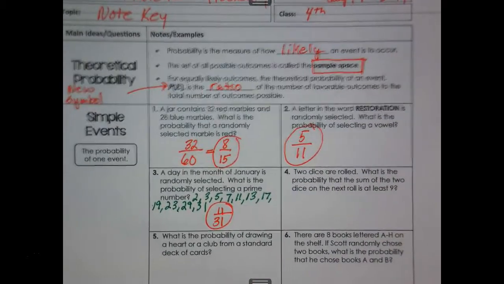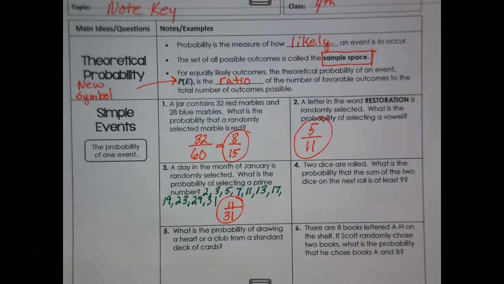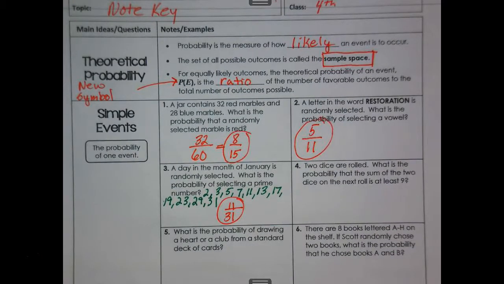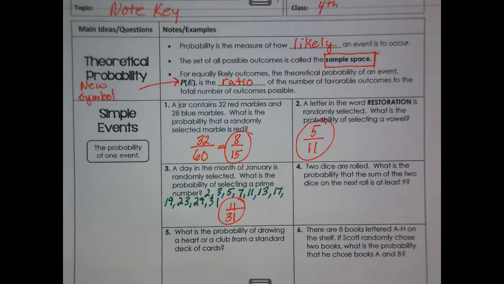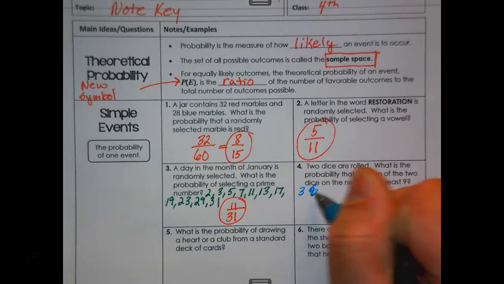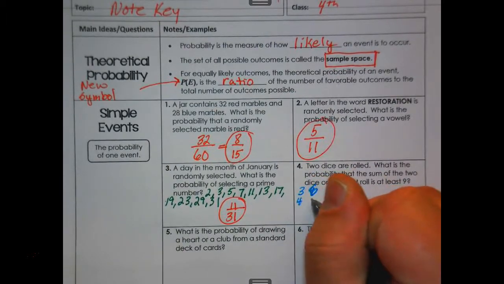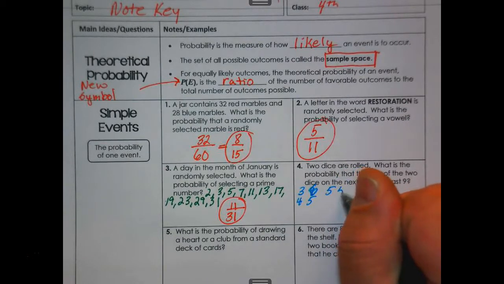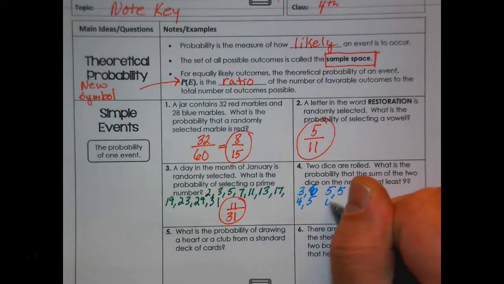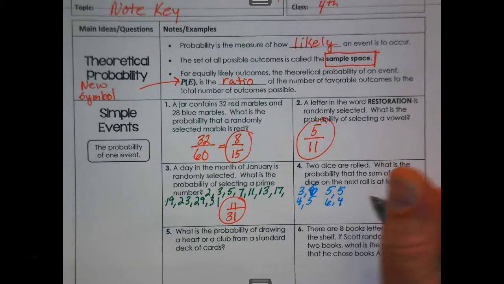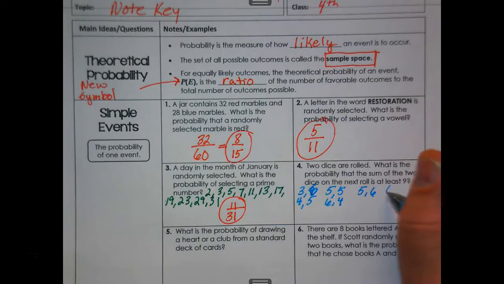Number 4, 2 dice are rolled. What is the probability that the sum of the 2 dice on the next roll is at least 9? So I've got, okay, I can roll 3 and 6. 4 and 5. How about 10? We got 5 and 5. 6 and 4. At least 9. So I need 9, 10, 11, and 12. 11, I have 5 and 6. And then 12, 6 and 6.